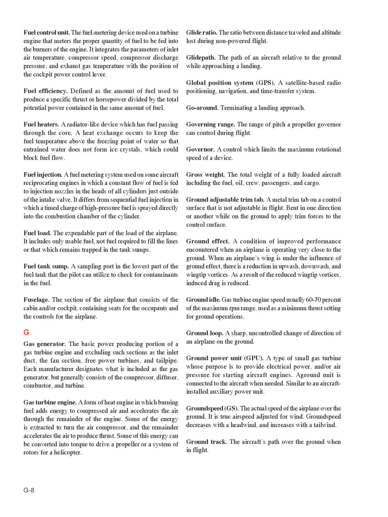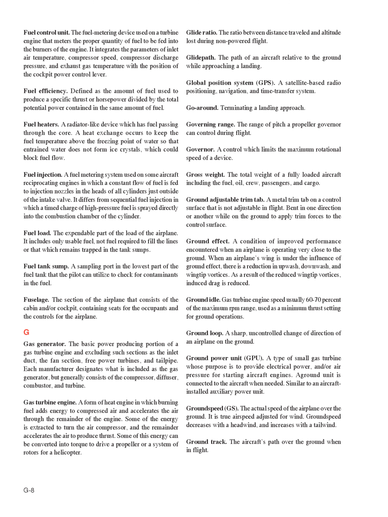Glide ratio. The ratio between distance traveled and altitude lost during non-powered flight. Glide path. The path of an aircraft relative to the ground while approaching a landing. Global Positioning System, GPS. A satellite-based radio positioning, navigation, and time transfer system. Go around. Terminating a landing approach. Governing range.